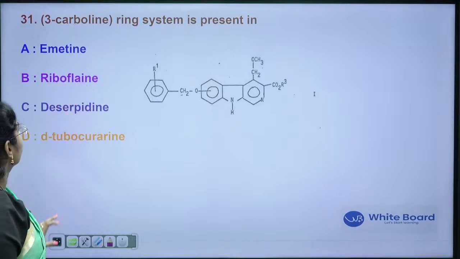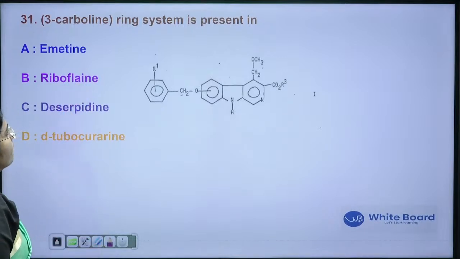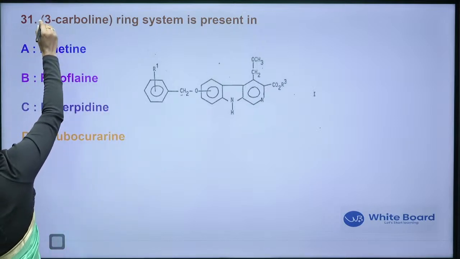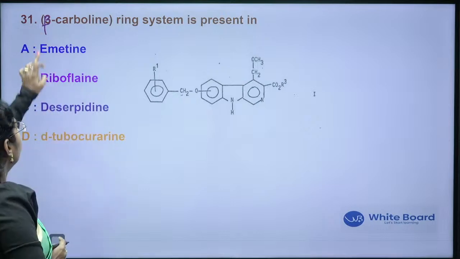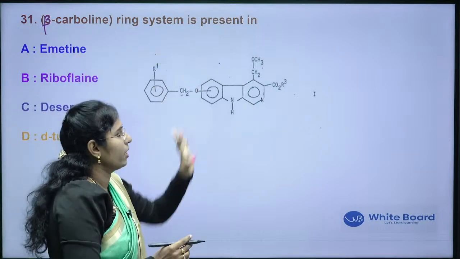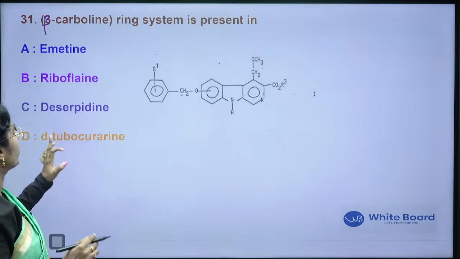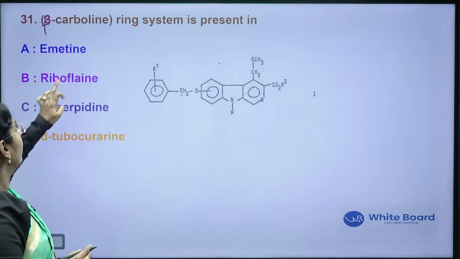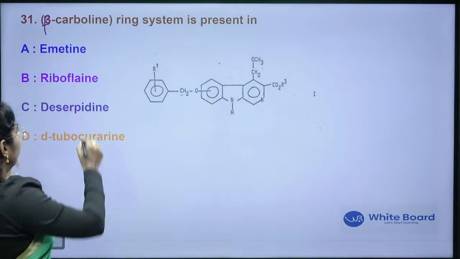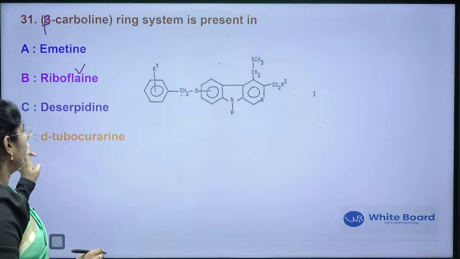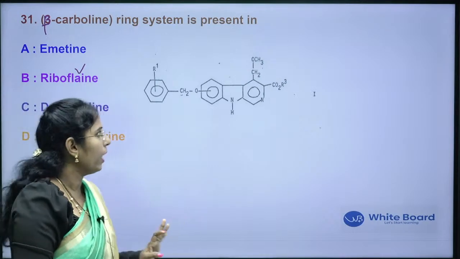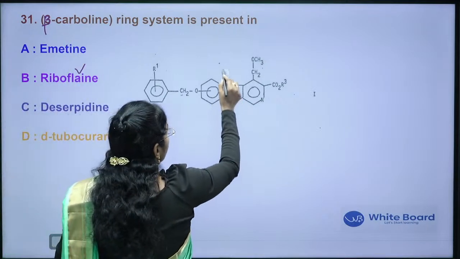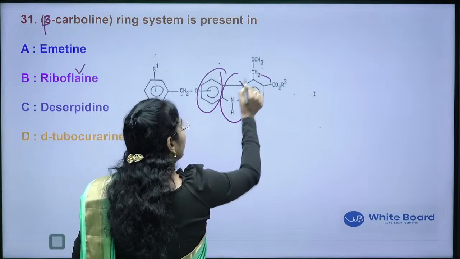Next one is the 31st question. This is beta carboline, not tricarboline. The beta carboline ring system is present in which drug? The options they have given are emetine, riboflavin, deserpidine and D-tubocurarine. This beta carboline structure mainly consists of a benzene ring, a pyrrole ring and a pyridine ring.